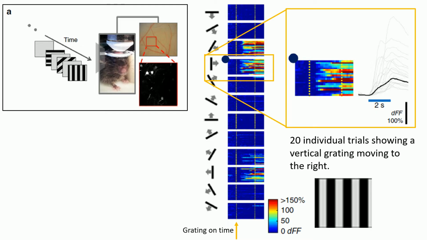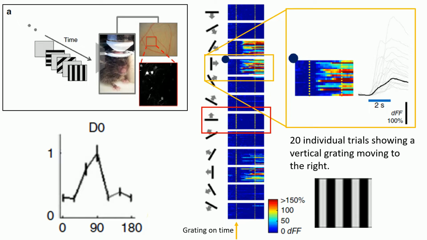The black curve here shows how this neuron's firing rate typically increases during each showing of the vertical grating. In contrast, the neuron showed almost no response to a horizontal grating moving upward. The overall orientation tuning of this cell is plotted here. It shows a peak firing rate around 90 degrees.